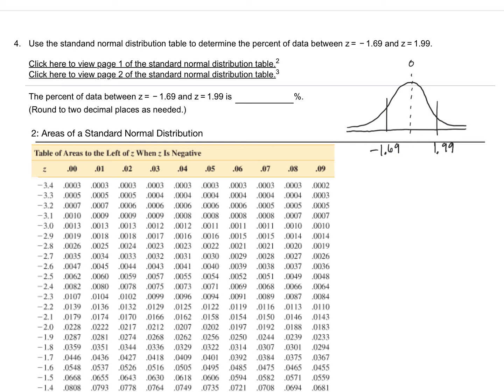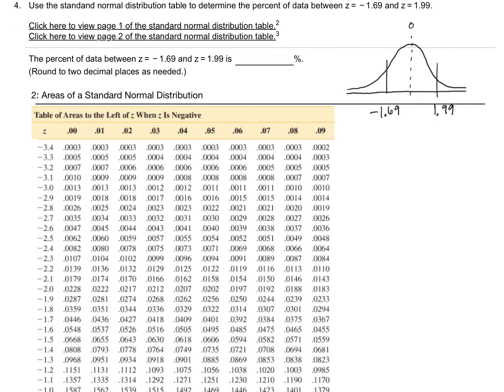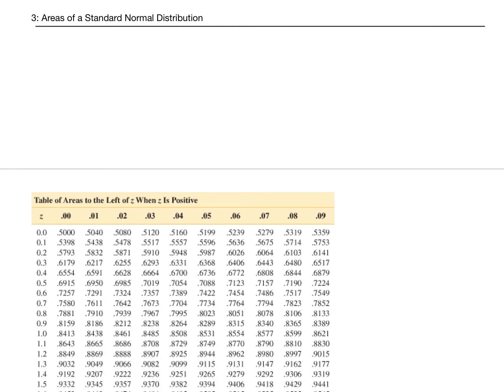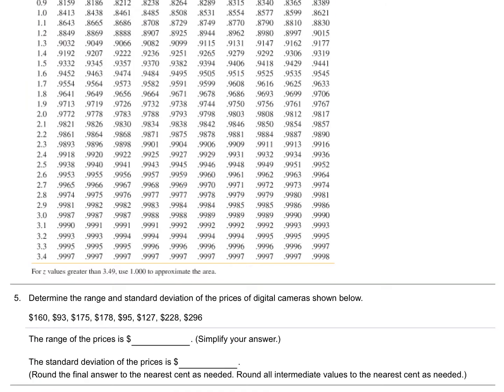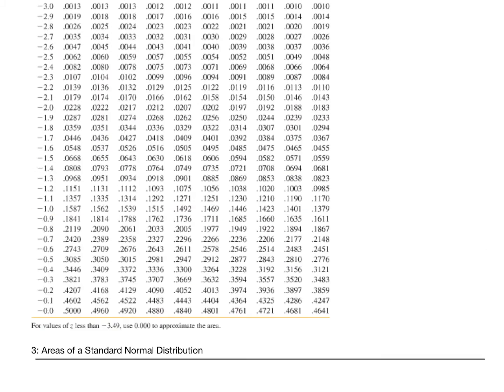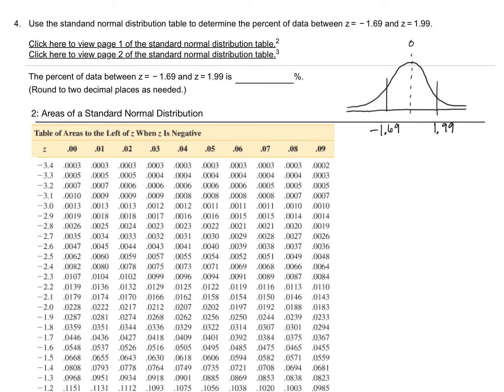So let's look at the tables that they give us. They give us the table of areas to the left of z when z is negative, and the table of areas to the left of z when z is positive, and that's it. So they're all to the left of z. So here is what you need to do for this one.